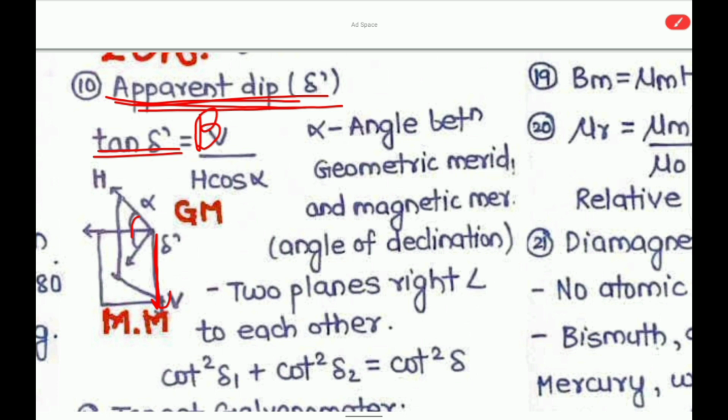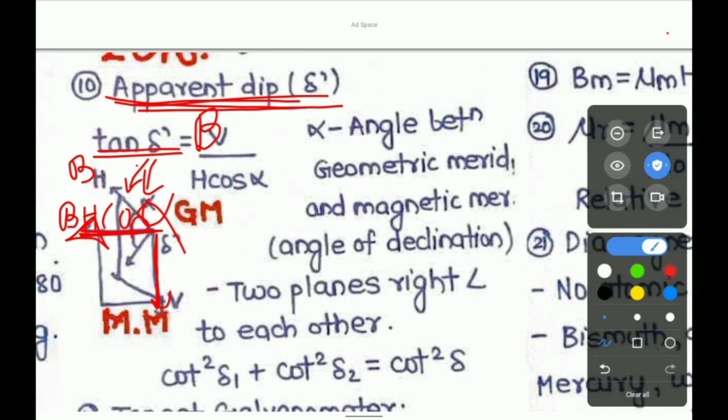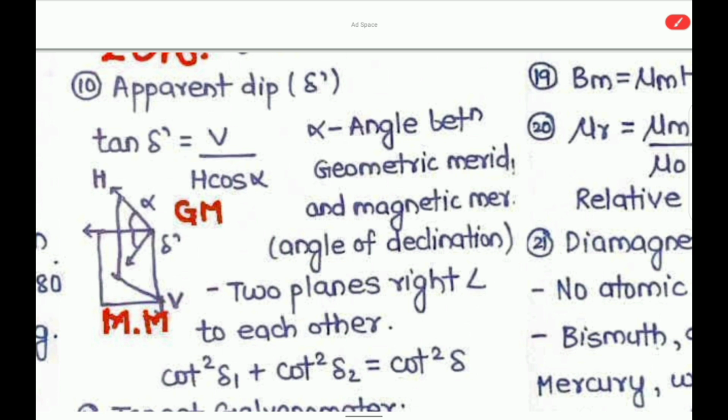So apparent dip tan gamma dash can be written as BV, which is the vertical component of magnetic field, upon the horizontal component, which can be BH cos alpha. When we take the component here, it will be BH cos alpha. So tan gamma dash is equal to BV upon BH cos alpha.